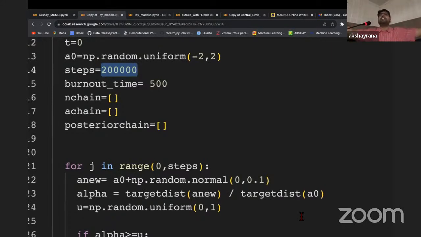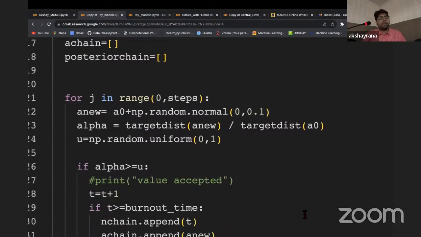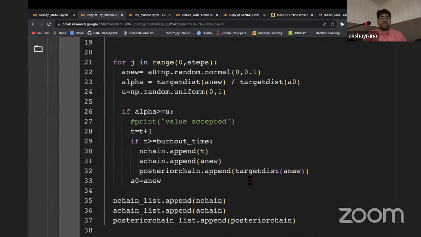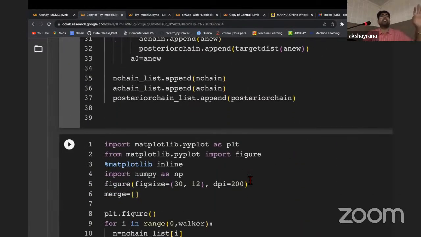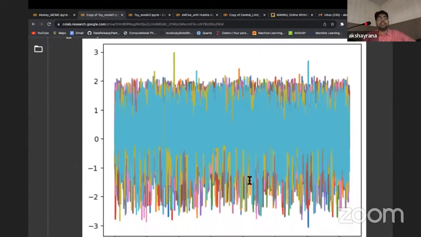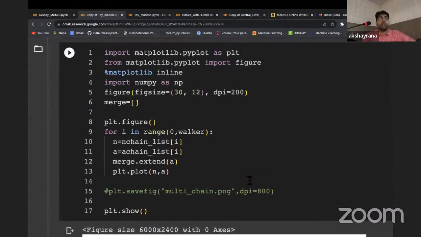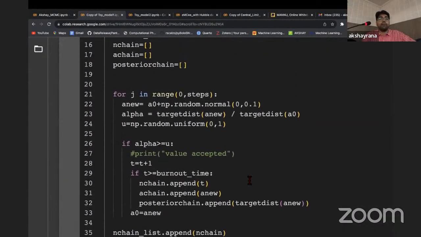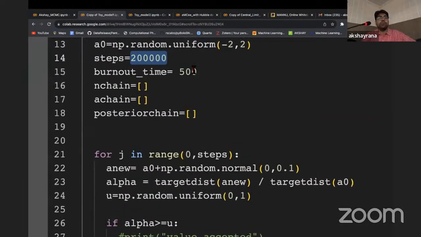You make it very large, you make it very small, and then see how your algorithm is going to get impacted. Very simple program, hardly will take you 10 minutes to understand and 15-20 minutes, half an hour, to write down on your own. So if I run this, I'm also getting some burn-in time. How much burn-in time? I am removing 500 steps from each end.